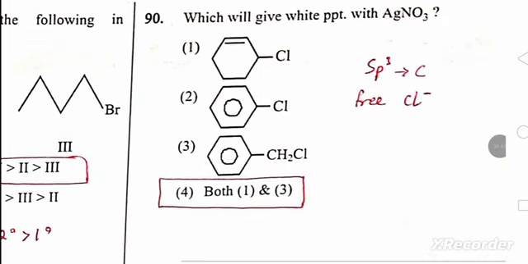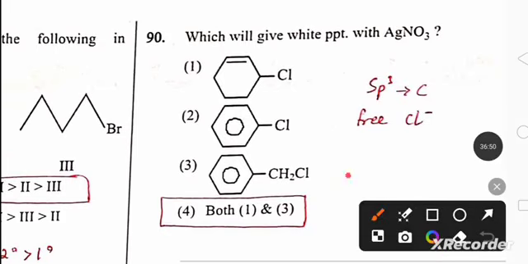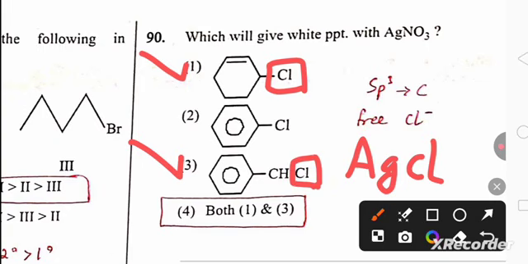Last question, which will give white precipitate with AgNO3. To form white precipitate, it should be forming AgCl. So wherever we can find the chlorine attached to sp3 hybridized carbon atom, means single bonded carbon atom, that is in option 1 and option 3. So there we can get free chloride ion to react with silver to form white precipitate of AgCl. So both 1 and 3 is the right answer for this question.